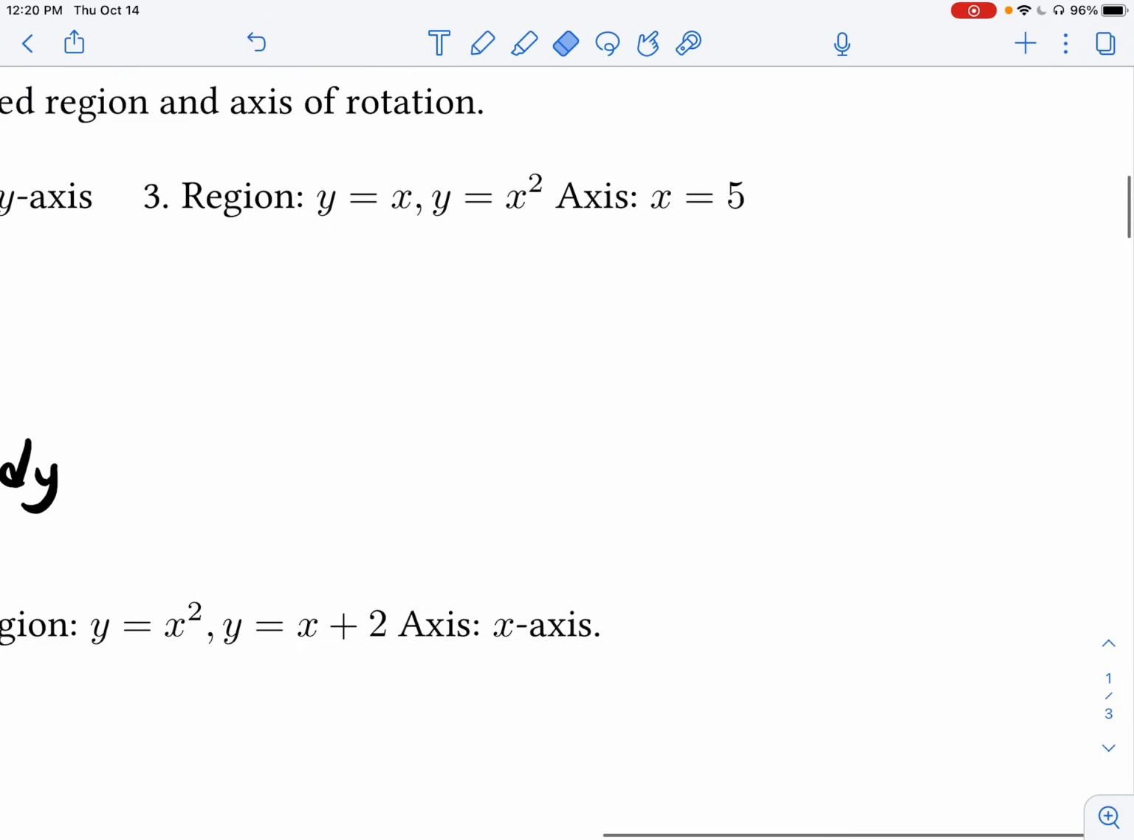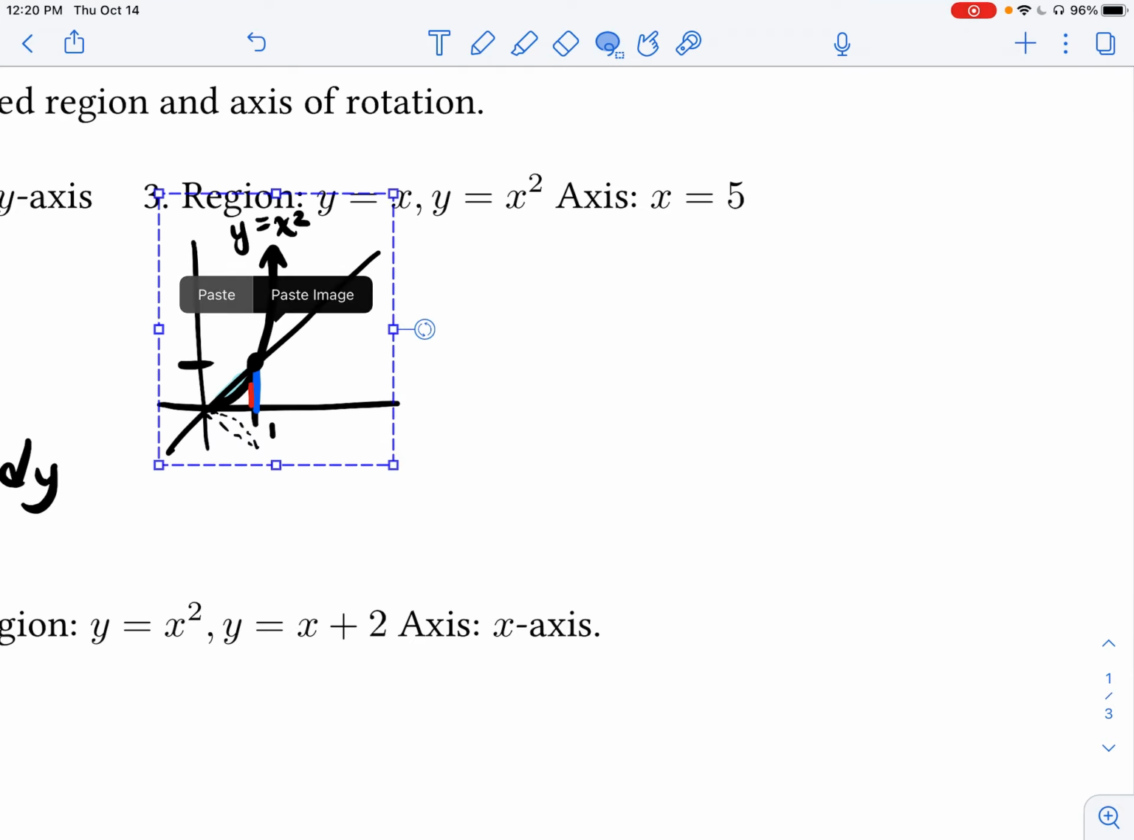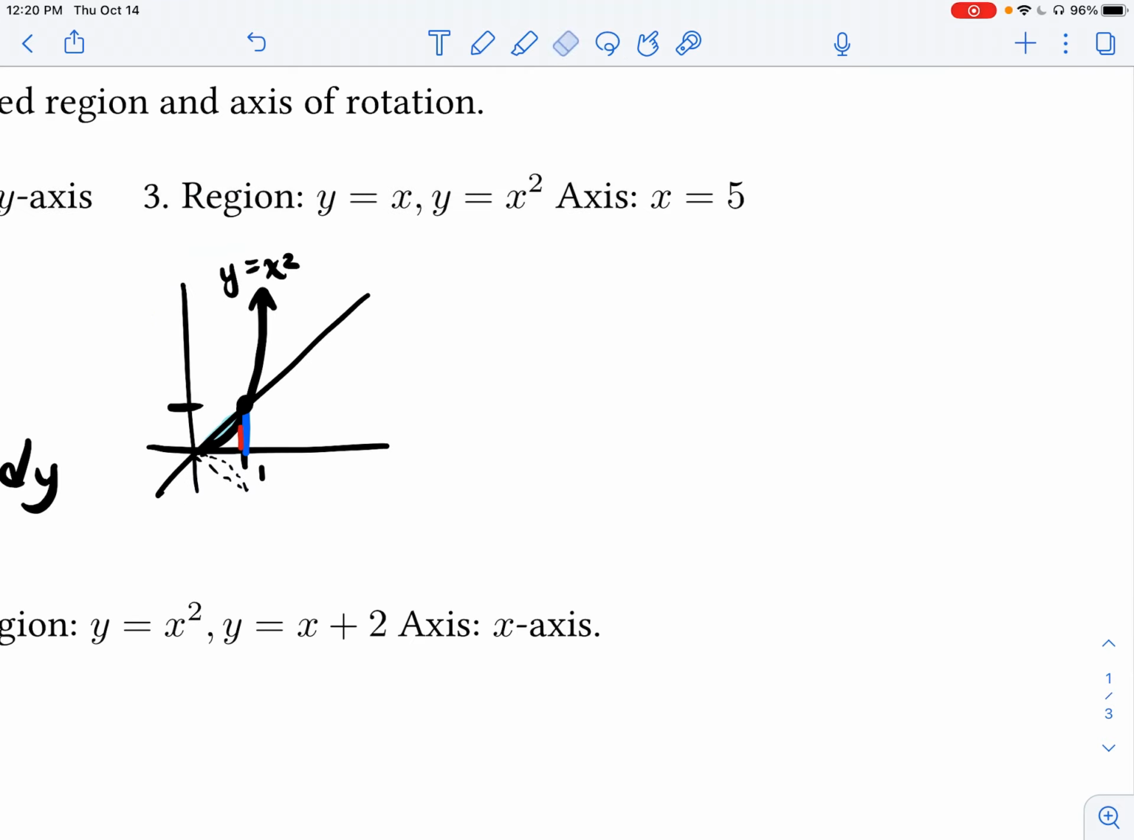All right, now number 3, I'm going to go ahead and copy and paste this function again. It's the same function, all right? But this time we're going to be rotating this about a different line. We're going to be rotating this about the line x is equal to 5. So that was 1. If we extend this out here, 2, 3, 4, 5. So we're going to treat this as our axis.